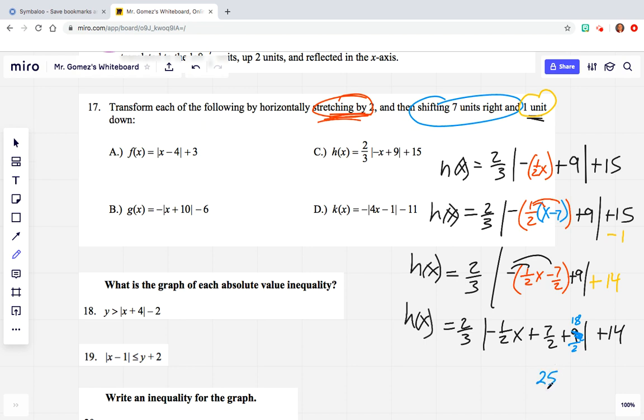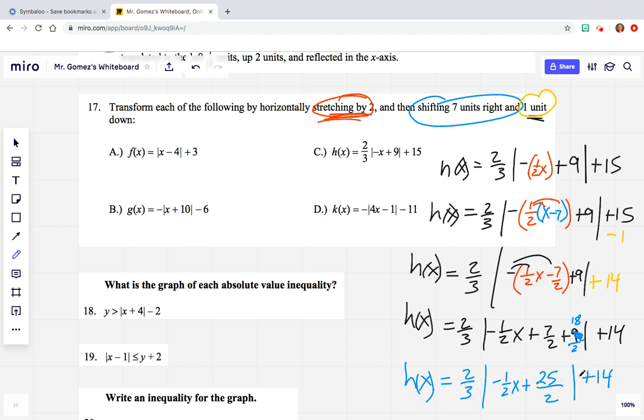Let me go ahead and move that right here. And then it's negative 1/2 x plus that. And then we have plus 14. And then we have 2/3. And this would be h of x. Okay. And sure enough, like I said, this would be the simplified answer with everything distributed, the parentheses on the inside being simplified, and you would end up with h of x is equal to 2/3 times all of this.